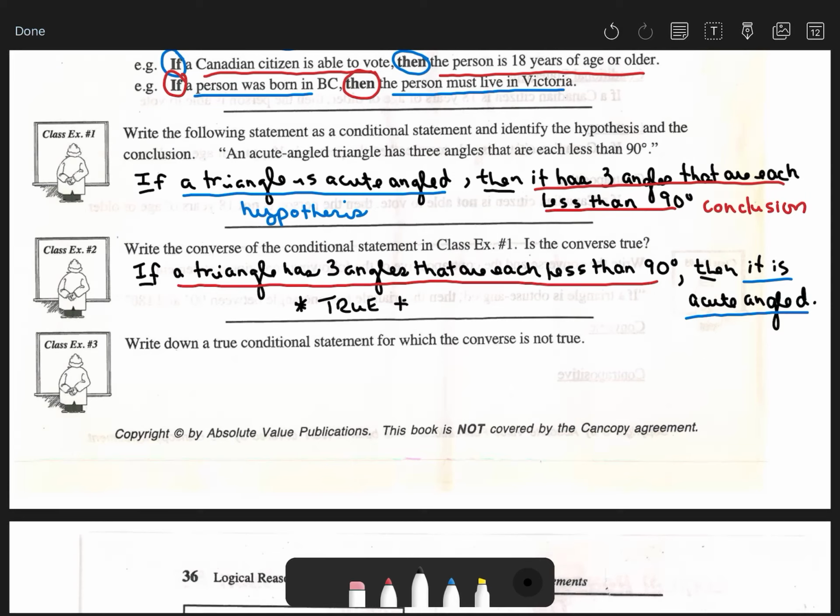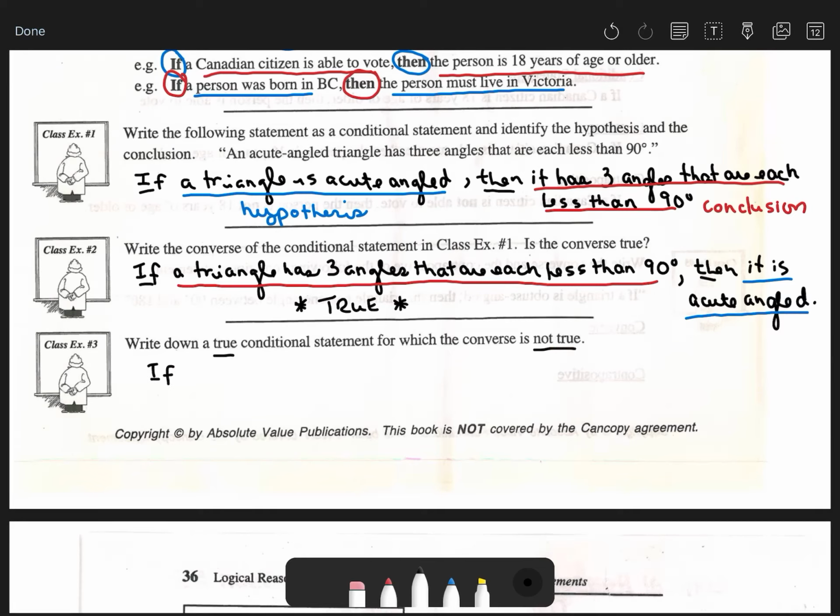All right, so if I do have a triangle with 3 angles that are each less than 90 degrees, I do have what is called an acute angle triangle. Write down a conditional statement, a true conditional statement, for which the converse is not true. So I want an original statement that's true, where when I switch the if-then portions of the statement, it is not true. So here's one example.